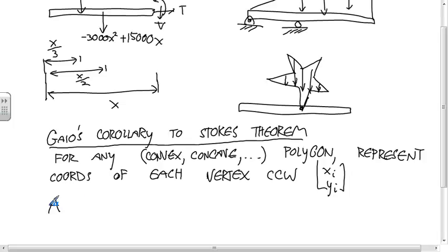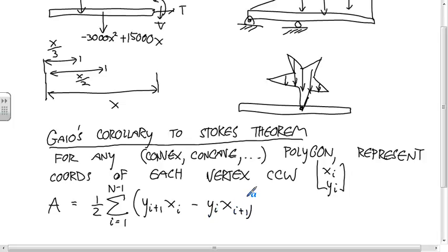Then the area is equal to 1/2 times the sum for i equals 1 to n minus 1 of, I might get this wrong, y i plus 1 xi minus yi xi plus 1. Isn't that cool?